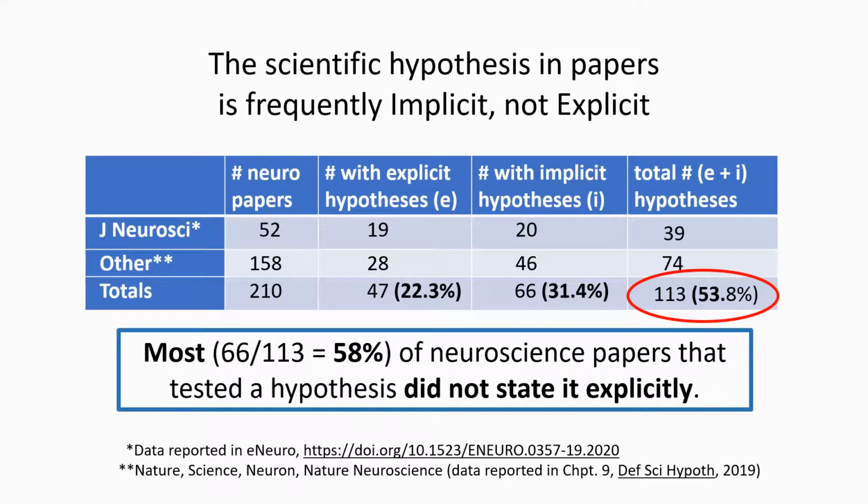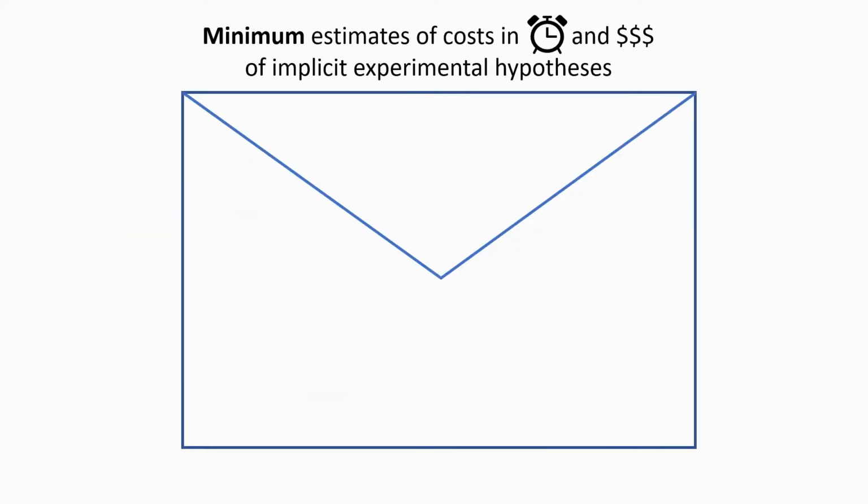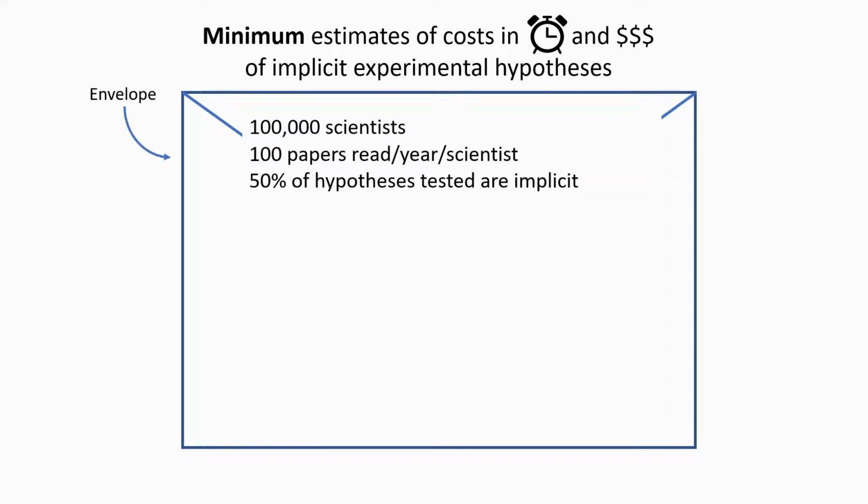was never stated explicitly. From my own experience, I know that papers based on implicit experimental hypotheses require extra time and effort to understand, and so I thought I'd do a back-of-the-envelope calculation to see what the cost might be more generally. And I assumed that in a large society of 100,000 scientists, each scientist read 2 papers a week, or about 100 papers a year, and that 50% of the papers were based on hypotheses which were left in an implicit form.